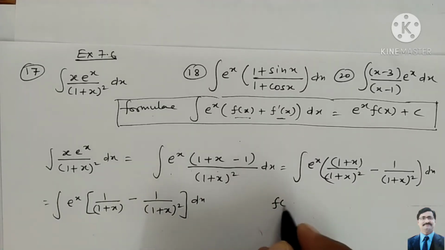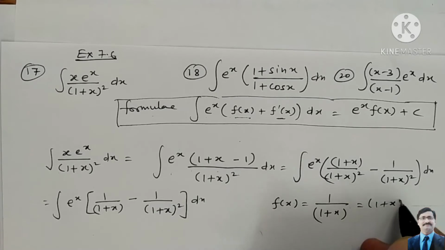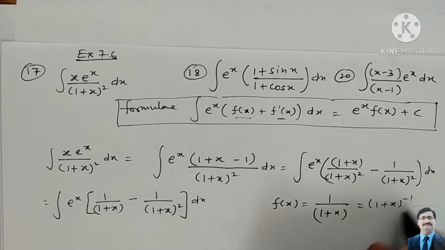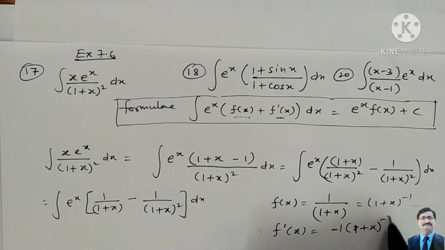Now it is clear, this f(x) is 1 upon (1 plus x). Okay, now what is the differential of this? The differential of (1 plus x) power minus 1, and here we will get f'(x) equal to minus (1 plus x) power minus 2, which means we can write minus 1 upon (1 plus x) power 2.